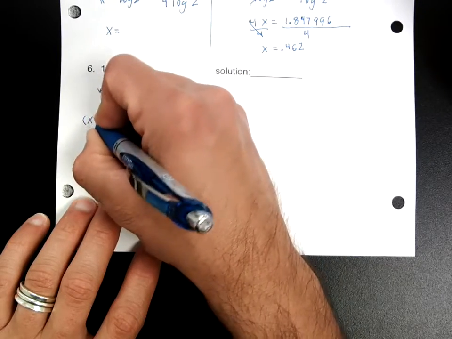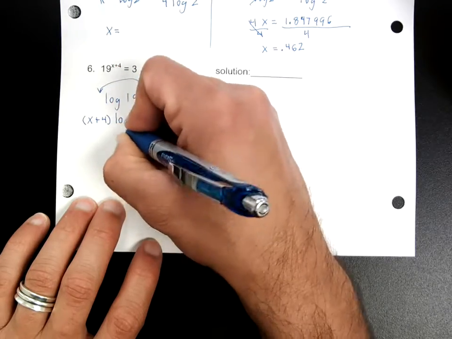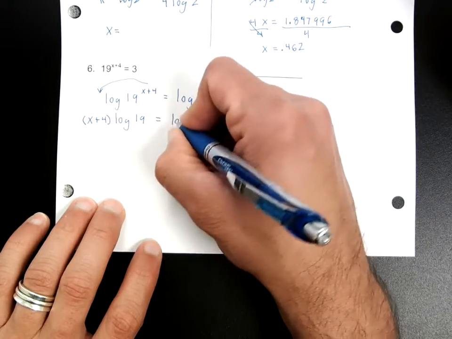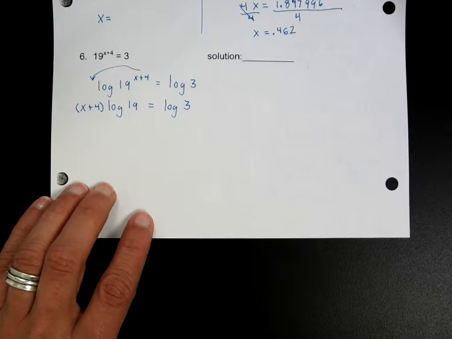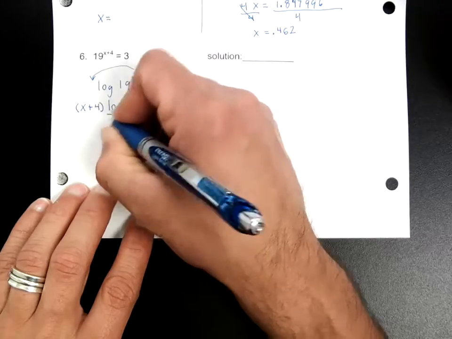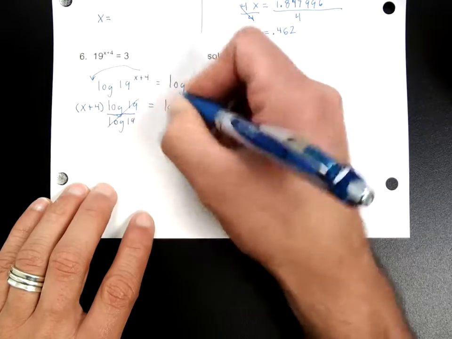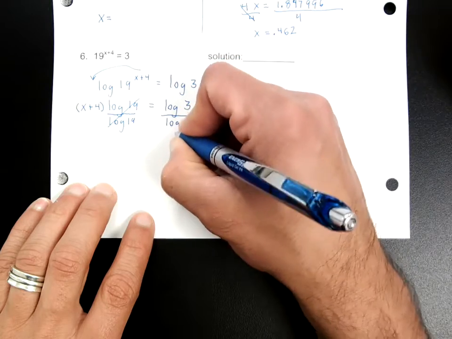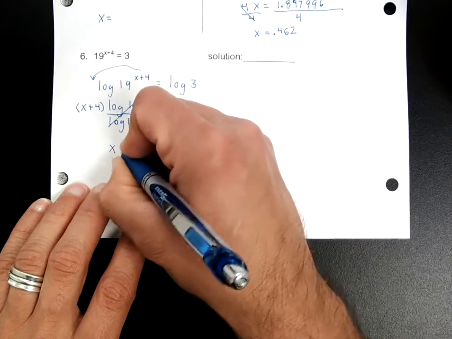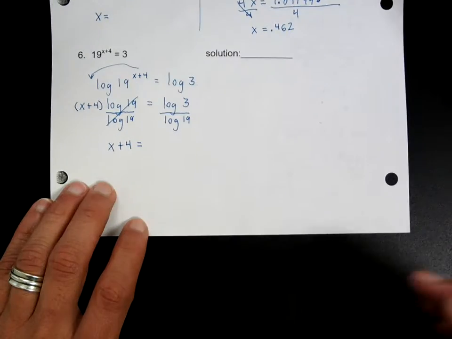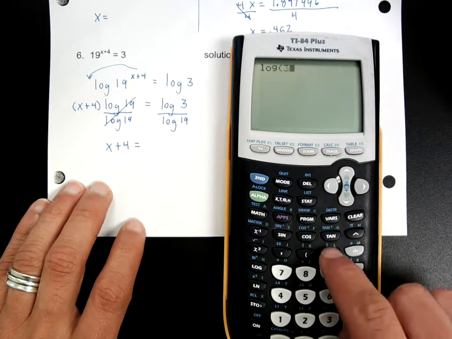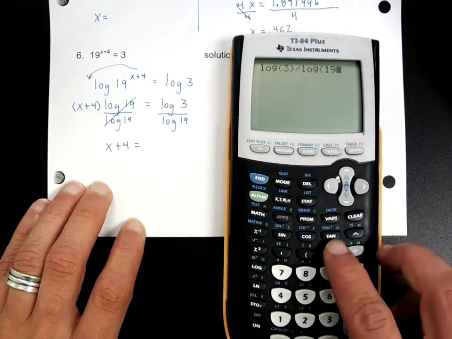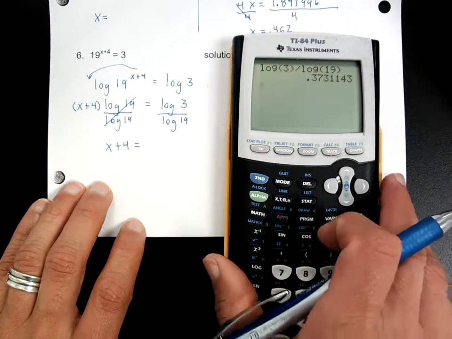So notice how I'm writing x plus 4. I'm going to write that in parentheses. And now I'm going to divide both sides by log of 19. So I have x plus 4 is equal to whatever that is. I don't know what that is, so I'm going to put it in my calculator. So we have log of 3 divided by log of 19. 0.3731143.